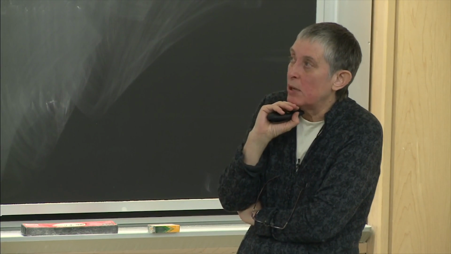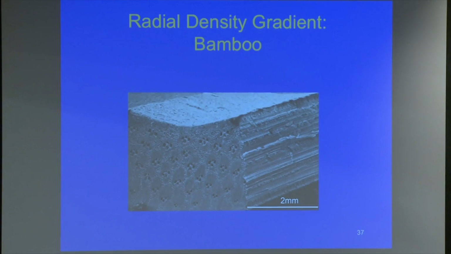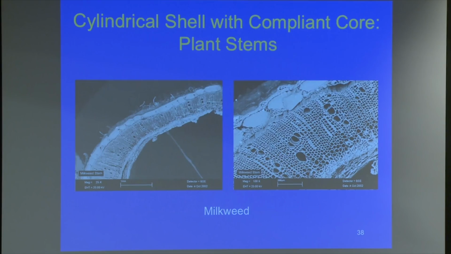Another material that has a radial density gradient is bamboo. This again shows these dense sclerenchyma fibers. You see these dense parts here, and there are not very many of them here, and there are more and more as you get towards the outside. So there's a density gradient there, and we'll talk about that.